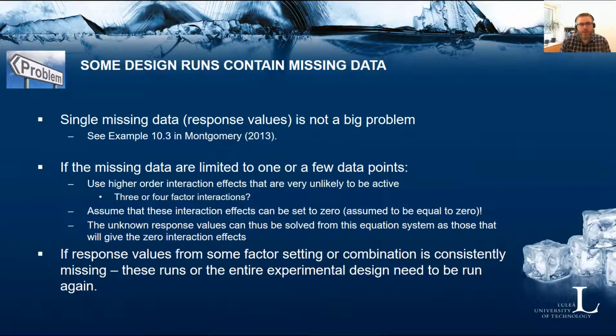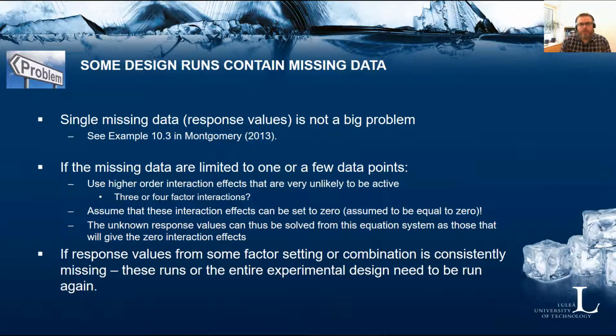So if we can make the assumption that a certain number of the interaction effects can be set to zero, then the unknown missing response values can be solved from the equation systems that we get from these assumptions, so that we can set missing response values to a value that gives the zero interaction effects that we have assumed. Now, that might be a possible solution to actually get response values to put into the design.